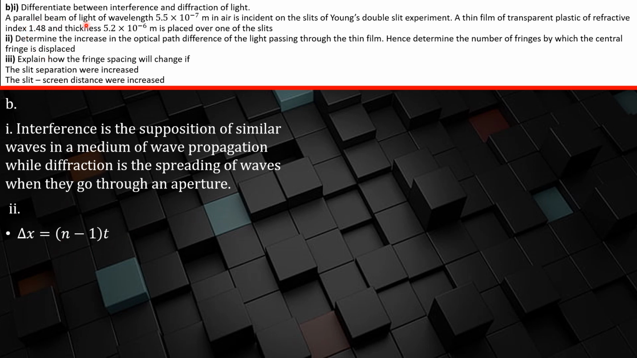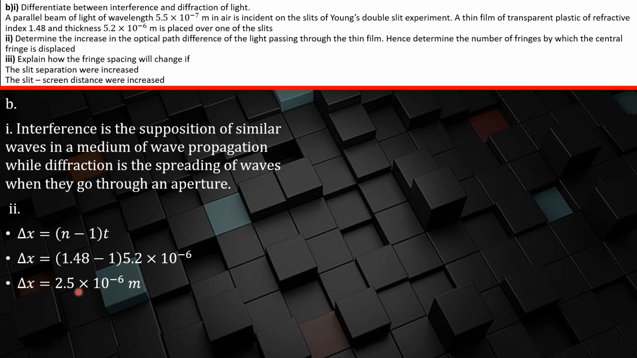So this says a beam of light of wavelength that in air is incident on the slits of Young's double slit experiment. A thin film of transparent plastic of refractive index 1.48 and thickness that is placed over one of the slits. Determine the increase in optical path difference of the light passing through the thin film. Okay, so the path difference, of course, is (n minus 1) times t. That's the equation. So n here is the refractive index of the material you're putting on one of the slits, minus 1, multiplied by the thickness, and the thickness is 5.2 times 10 to the negative 6 meters. If you multiply this out, you have the path difference to be 2.5 times 10 to the negative 6 meters.